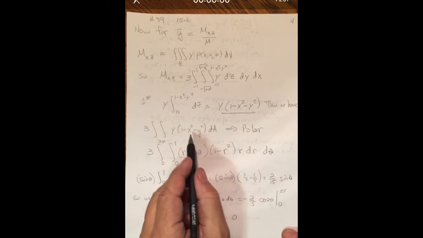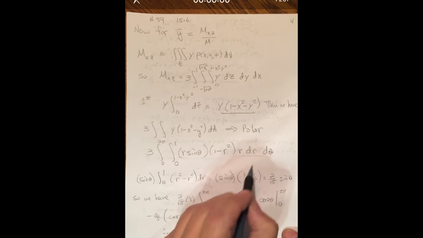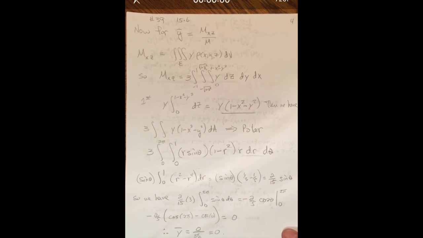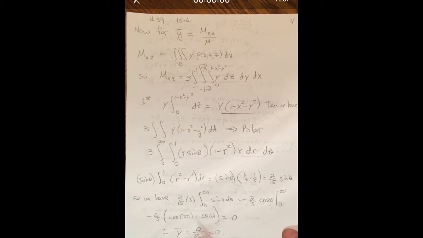Now, I've got 1 minus r squared. I've got an r d theta from the transformation from one coordinate system to another. And where I have y, I'm going to put r sine theta. Now I'm integrating first with respect to r, so the sine theta is a constant. Factor that out. Multiply through by the r squared, just like last time. And just like last time, we get 2/15. No difference.